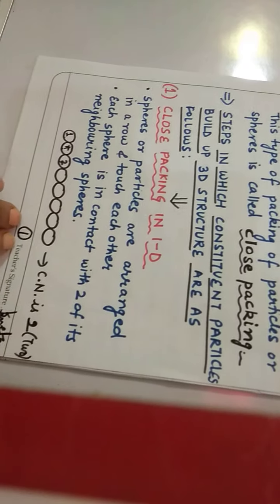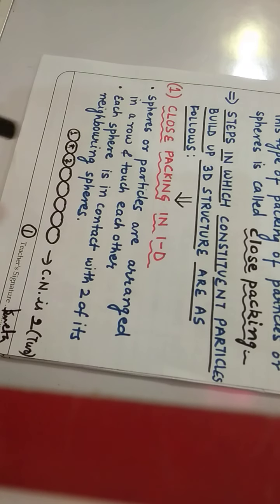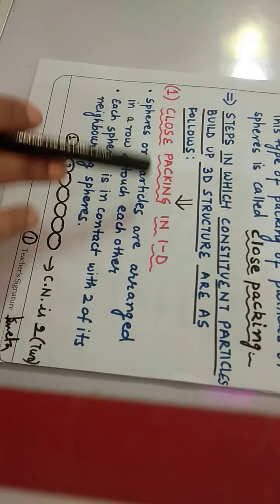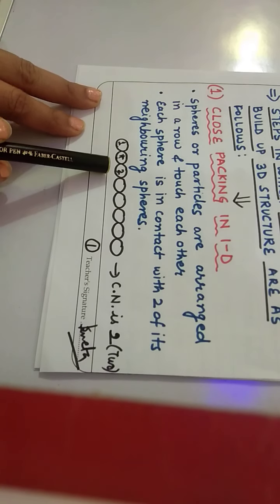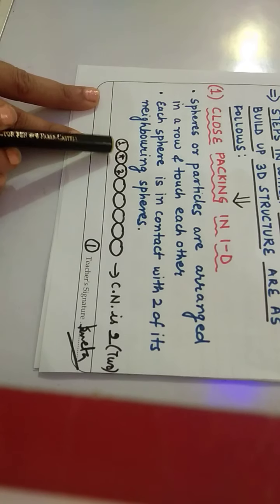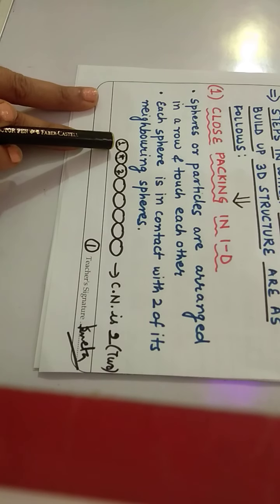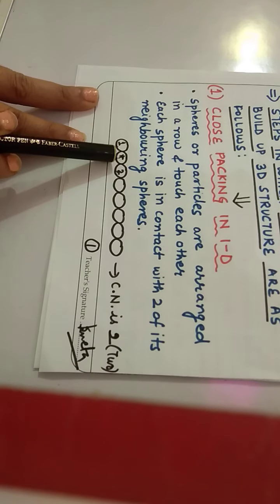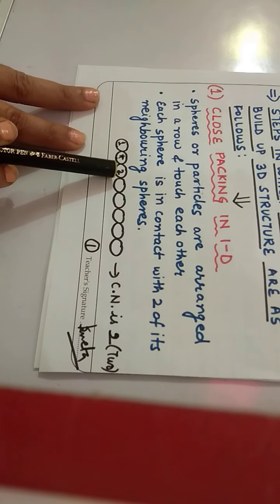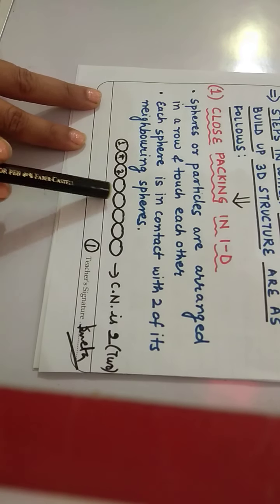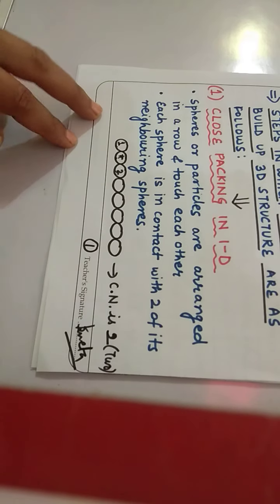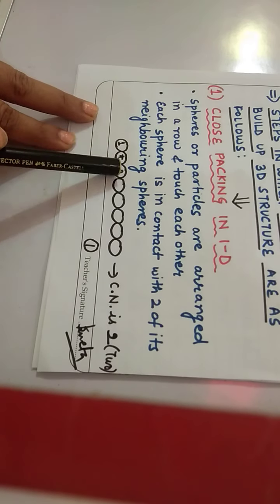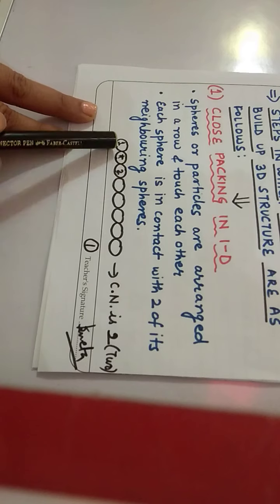Now there are some steps in which these constituent particles build up 3D structures. For building up 3D structures, we first have to build a 1D structure, that is a one dimensional structure. So the first step is close packing in one dimension. Here the particles or the spheres are arranged in a row. You can see they are arranged in a row. One particle is touching another particle, which is touching another one. So the particles are touching each other, and here each sphere is in contact with two neighboring spheres.